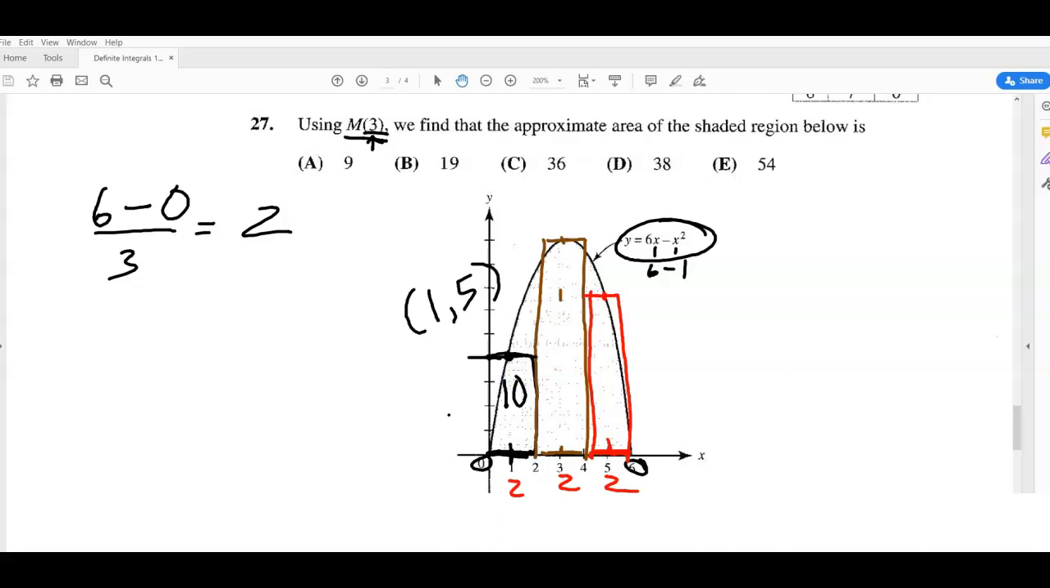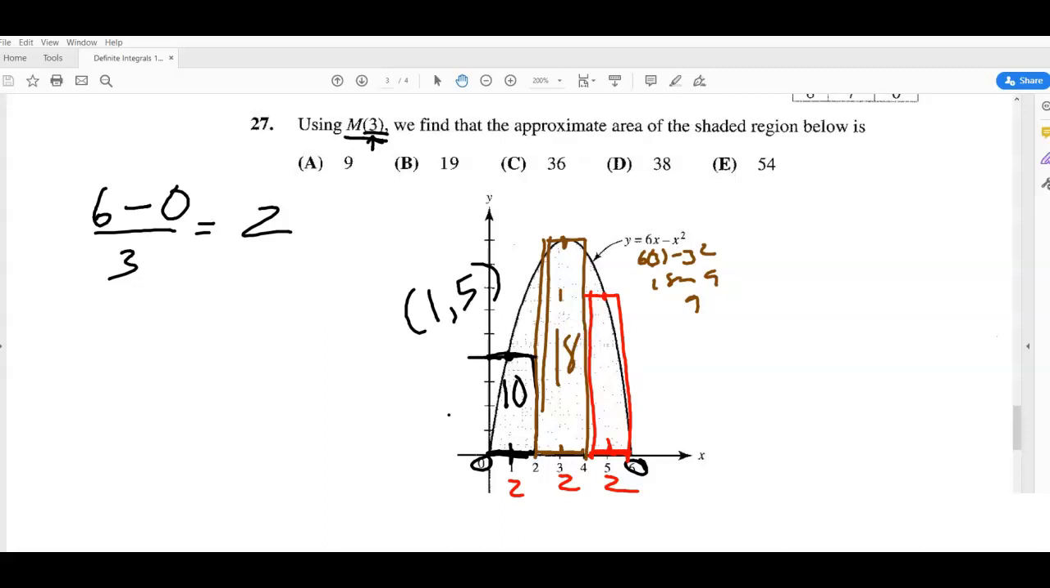What's the height of the brown rectangle? Well, at x equals 3, if we plug 3 into our little equation over here, 6 times 3 minus 3 squared is 18 minus 9, which is 9. So my height is 9. So I have 2 times 9 is 18, the area of the brown rectangle.